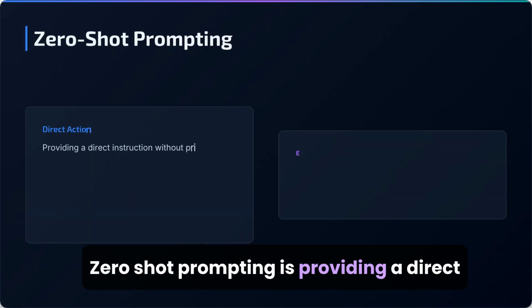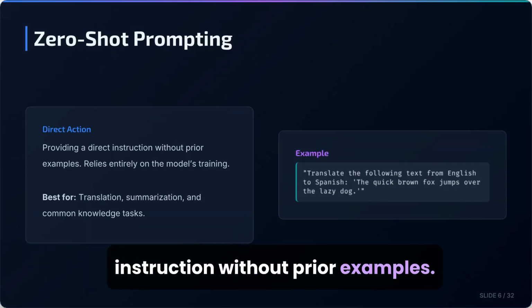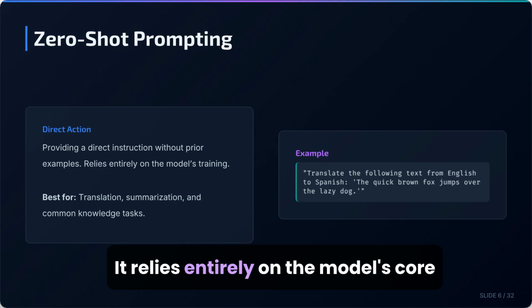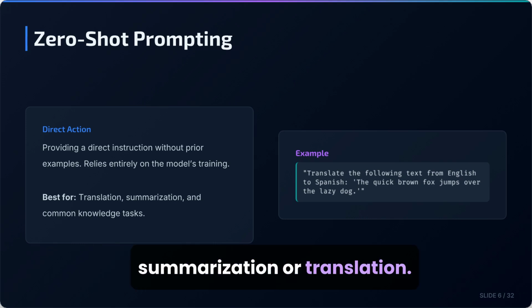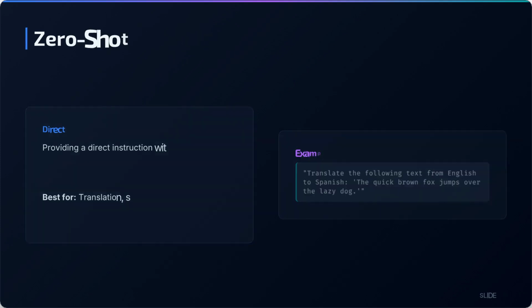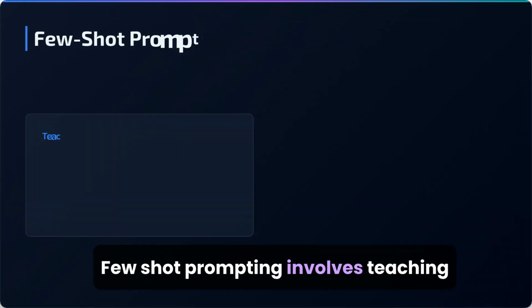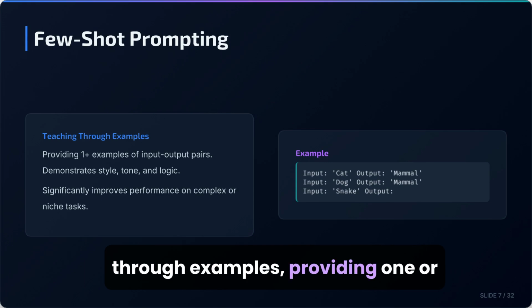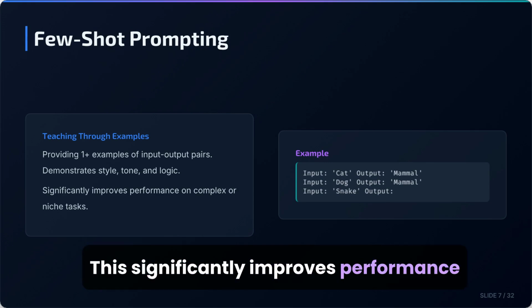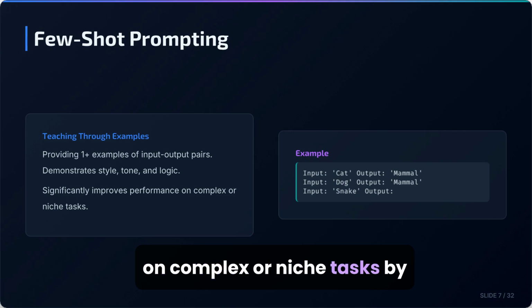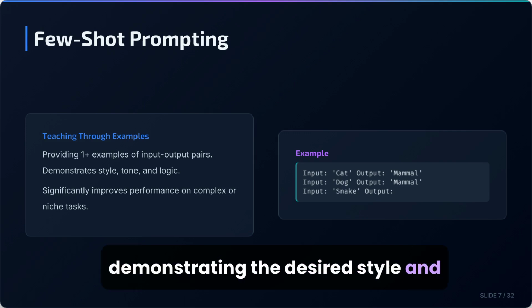Zero-shot prompting is providing a direct instruction without prior examples. It relies entirely on the model's core training and is best for simple tasks like summarization or translation. Few-shot prompting involves teaching through examples, providing one or more input-output pairs. This significantly improves performance on complex or niche tasks by demonstrating the desired style and logic.